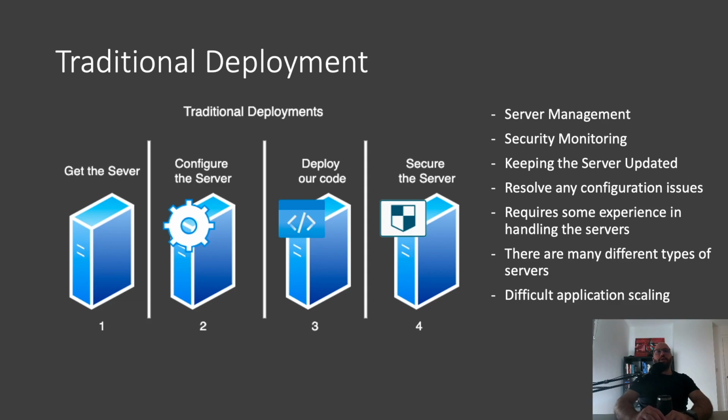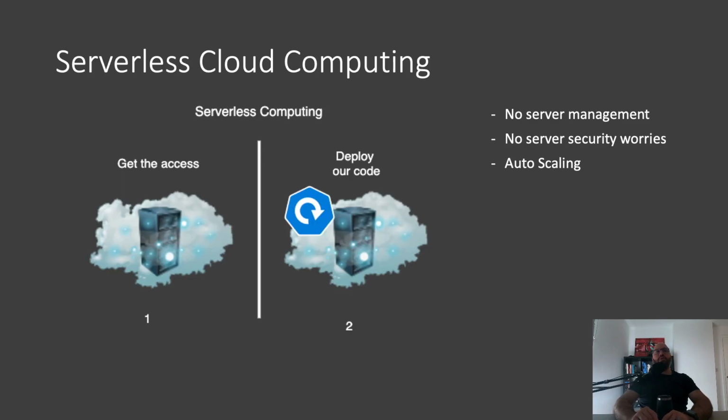So as we can see here, with traditional deployment, there's a lot of steps, and a lot of things that we need to take into consideration rather than just deploying our application. This is where Lambda function differs. With Lambda functions, we can see here there is basically only two steps. First, we need to get access to the Lambda environment, which is going to be our AWS account, and the second step is actually just deploying the code.